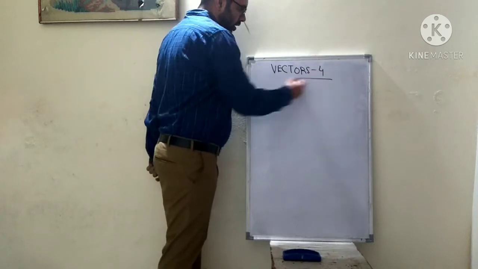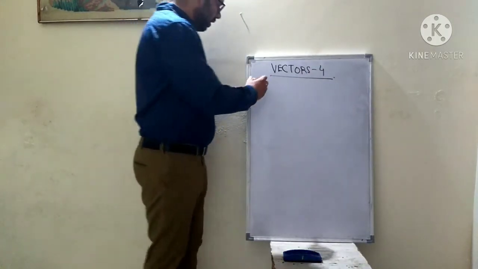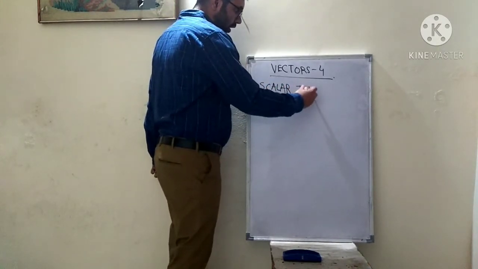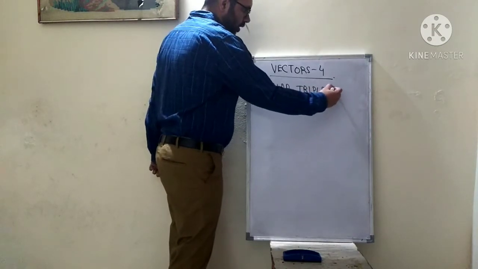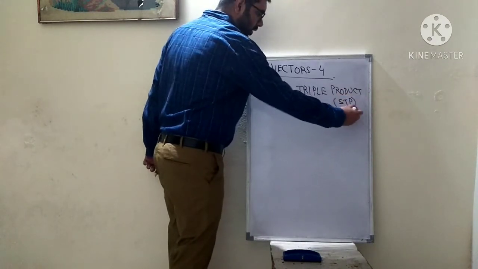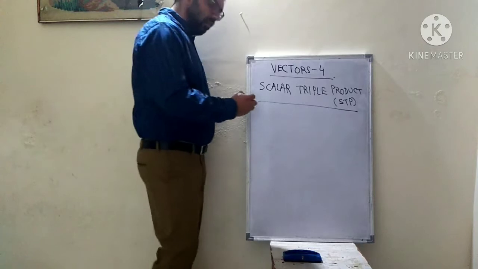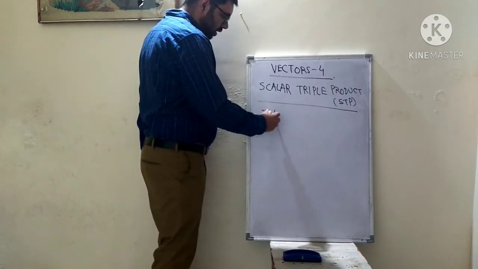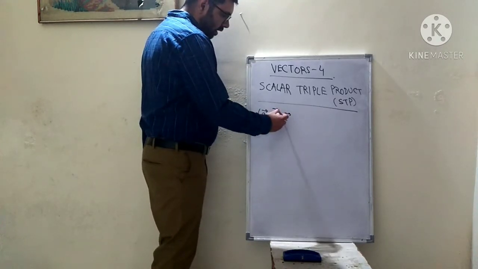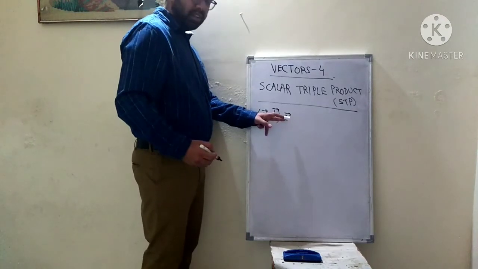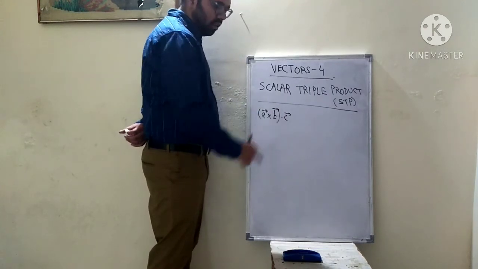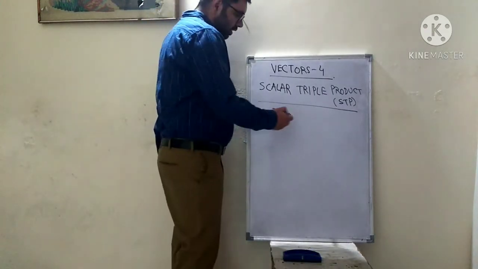So let's start. In this video we will be discussing the topic scalar triple product, in short also called STP. If we have three vectors, A vector, B vector and C vector, and I take the cross product of two vectors and then take the dot product of the result with the third vector, that gives us the scalar triple product.